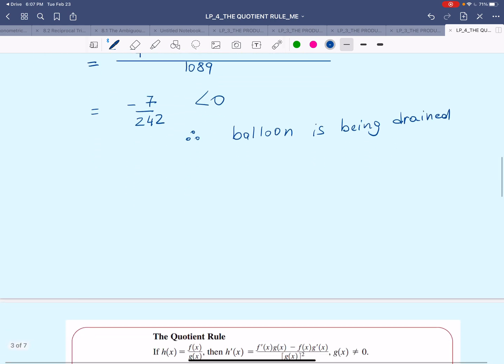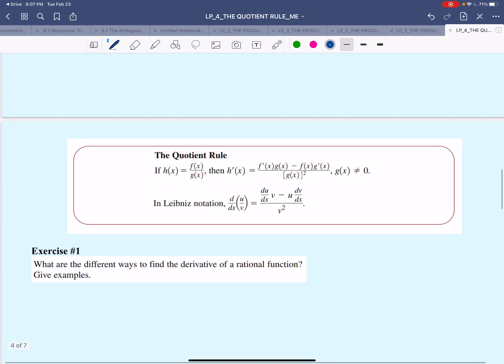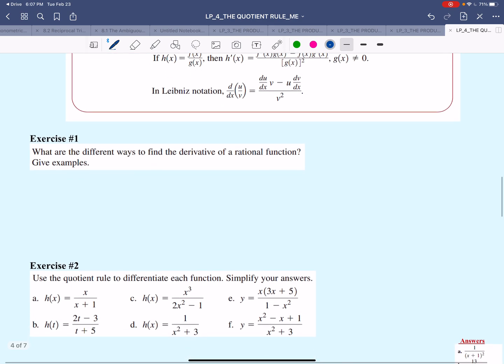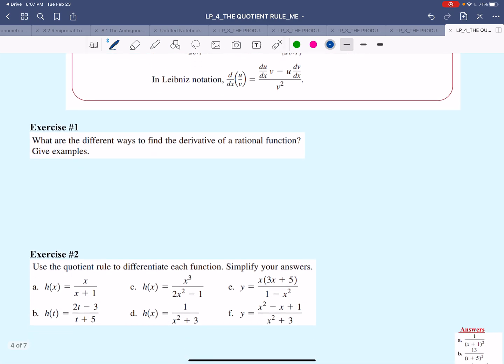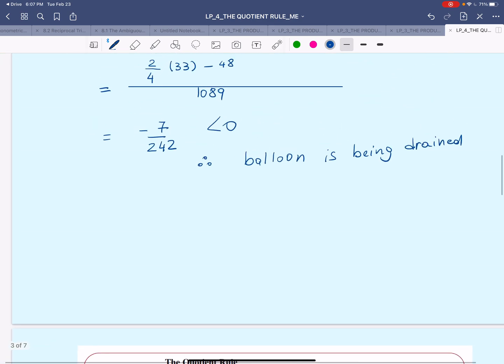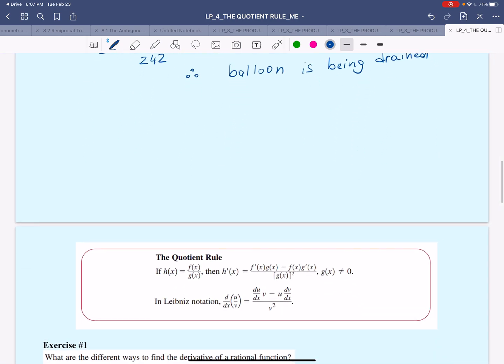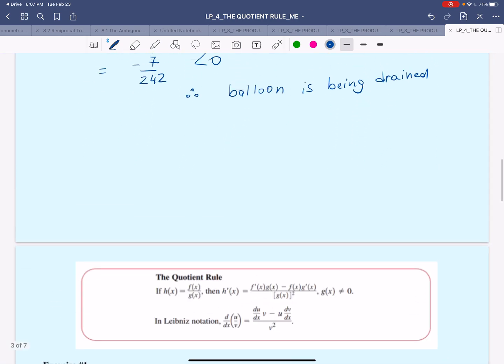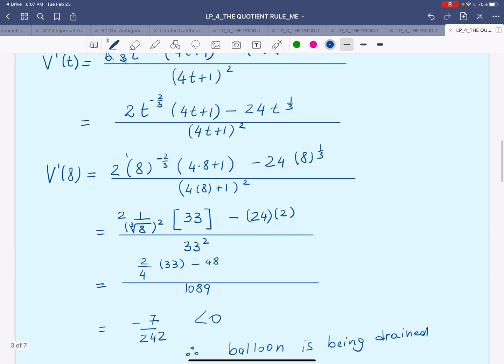Okay, and here are your homework questions. Try to practice every other question as assigned and indicated in your lesson.